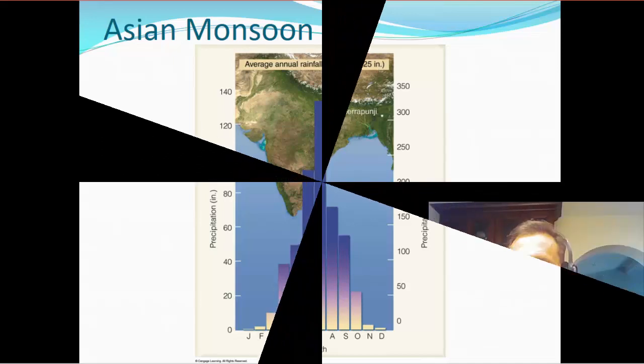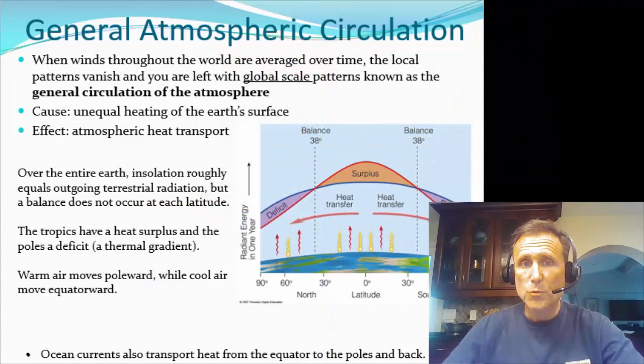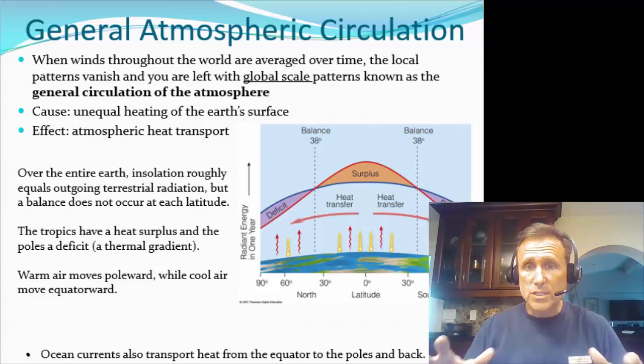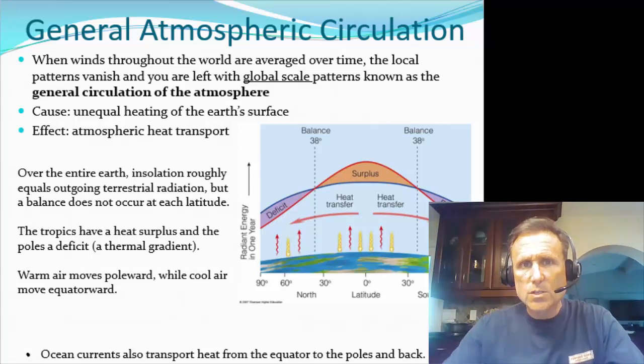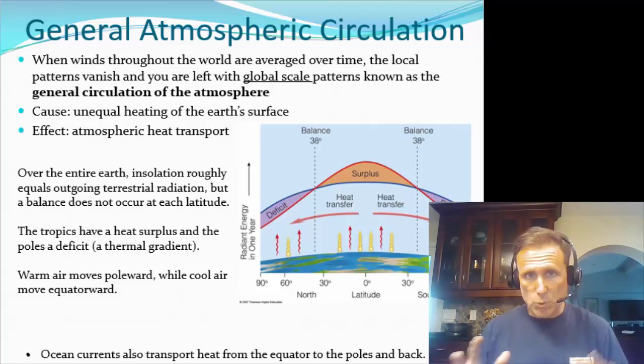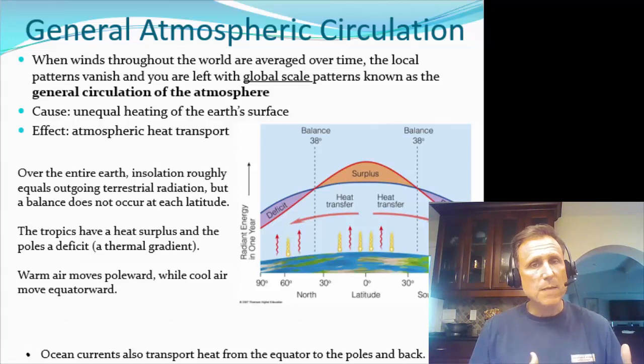When winds throughout the world are averaged over time, the local patterns tend to vanish, and what you're left with is a global scale pattern known as the general circulation of the atmosphere. Now, the cause of the general circulation of the atmosphere, all that wind swirling over the globe, is the same cause as many things in meteorology.